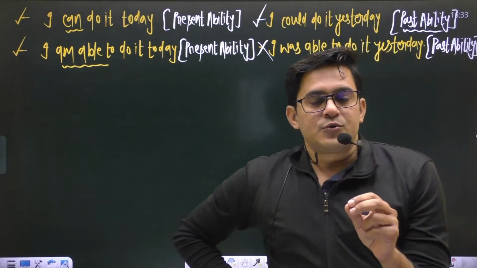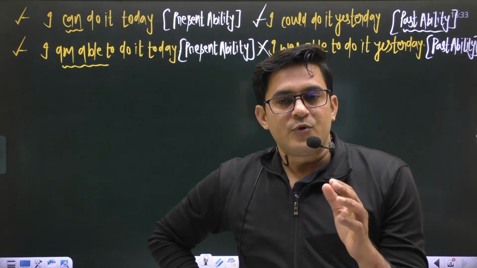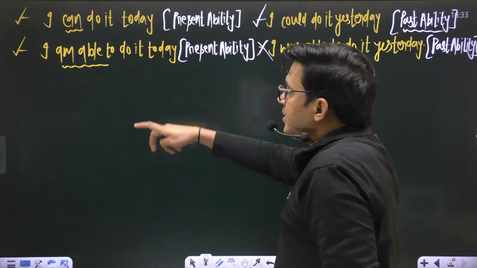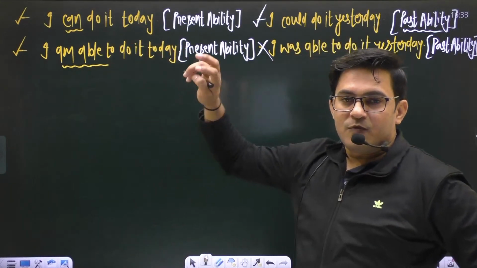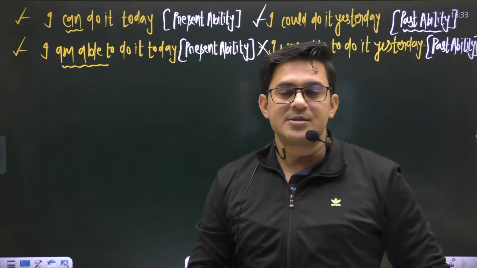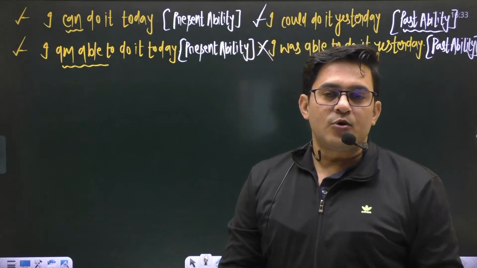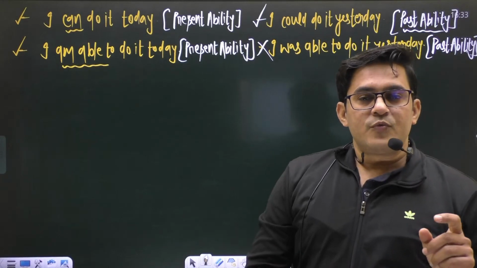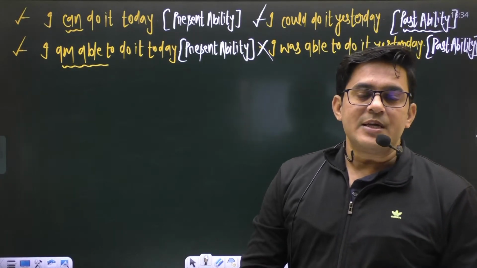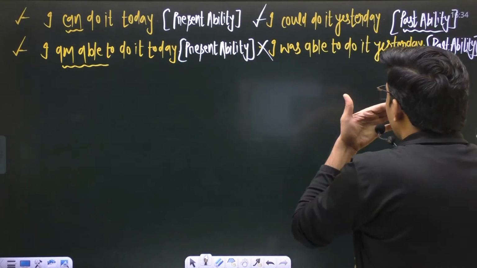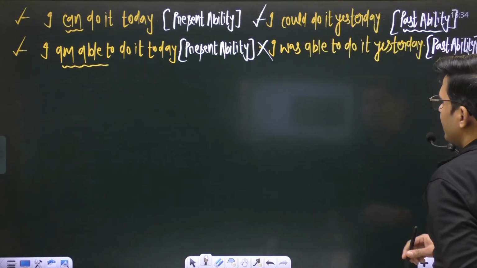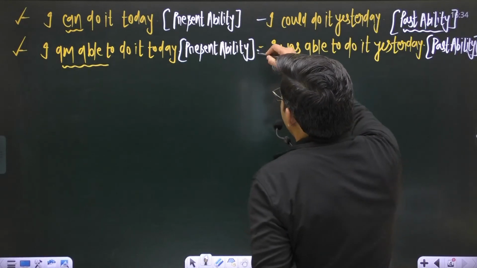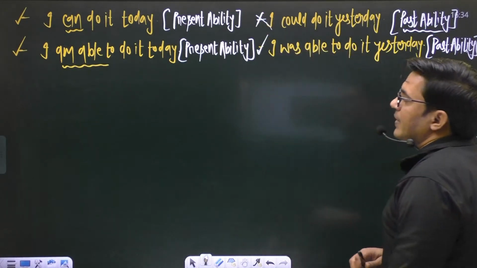Whenever you want to show present ability, we can use can as well as be able to. Both of these sentences are okay. But when you talk about the last two sentences, in both the sentences we are talking about past ability, right? And whenever we are talking about past ability, we use be able to, not could. This is the right way.